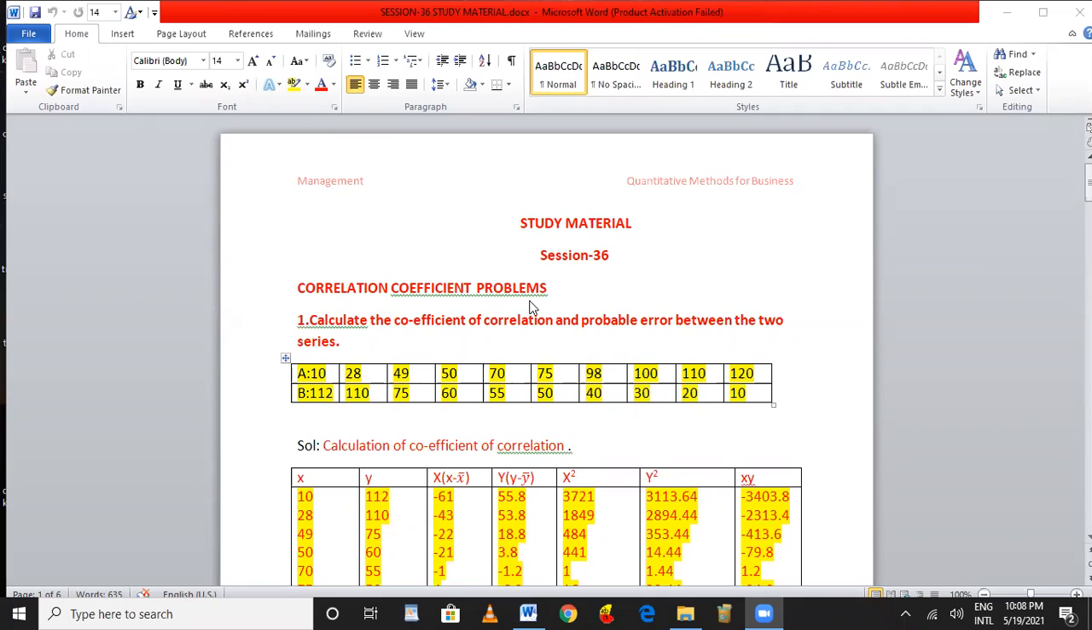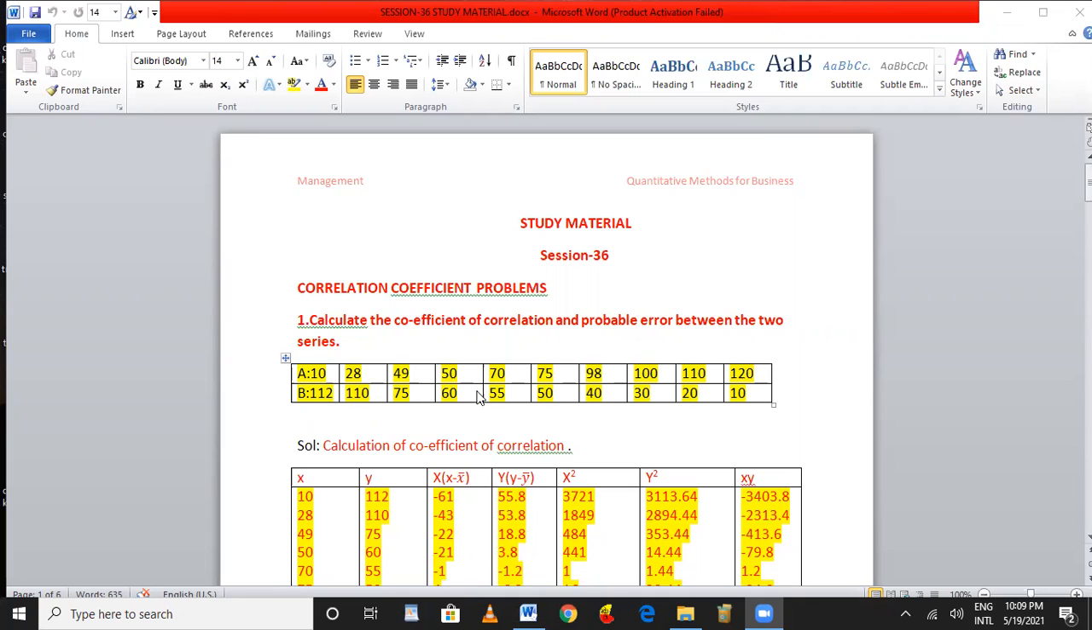Correlation coefficient problems. Calculate the coefficient of correlation and probable error between the two series. A series: 10, 28, 49, 50, 70, 75, 98, 100, 110, 120. B series: 112, 110, 75, 60, 55, 50, 40, 30, 20, 10.